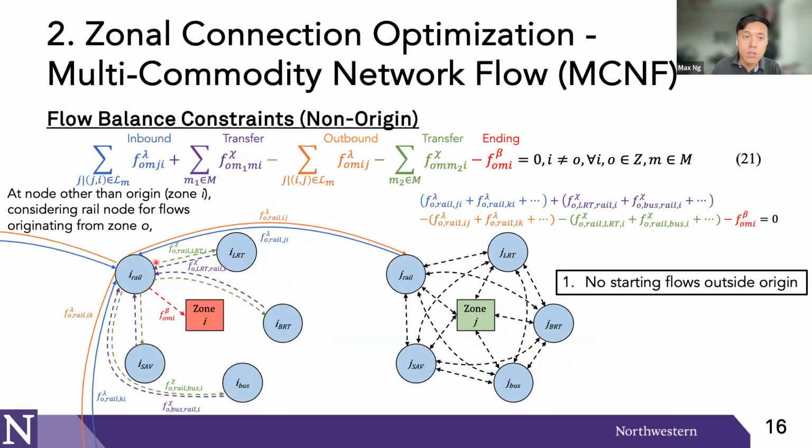And then the non-origin flow balance constraint is a bit more complicated. We only know that there will be no starting flows outside the origin. So we need to include all the flows, such as the inbound flows, which are the blue arcs from other zones, and the opposite direction outbound flow to other zones, the orange arcs. Then there may be intermodal transfer, such as inbound, the purple arc from another mode, and the green arc outbound to another mode. And also there may be ending flow, which is terminating at this zone. And for each mode, each zone, we have to satisfy the flow balance constraints.